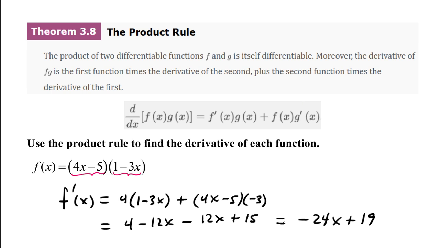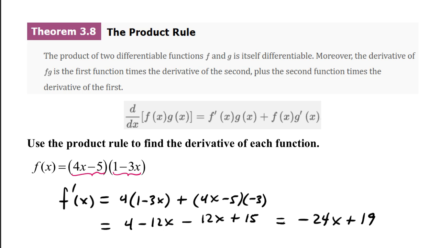So basically what you'll do is take the derivative of the first function, leave the second function as is, plus then you leave the first function as is times the derivative of the second function. Let's look at the example below. Use the product rule to find the derivative of each function.